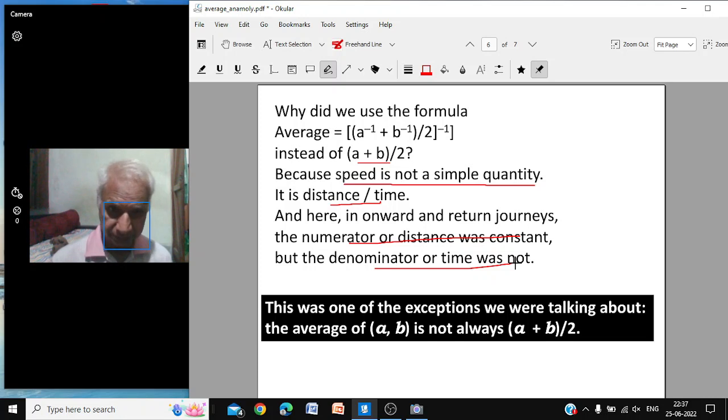So obviously you can't add them and divide by 2. And when we did the inverse, what happened? The denominator, or time, became the numerator and the distance, which was the numerator, became the denominator, and now the denominators were equal. So we could actually add and divide by 2, but then the final answer had time on top, time was the numerator and distance the denominator. So again we did the inverse to get back distance by time. So this was one of the exceptions we were talking about when we said the average of A comma B is not always A plus B whole by 2.